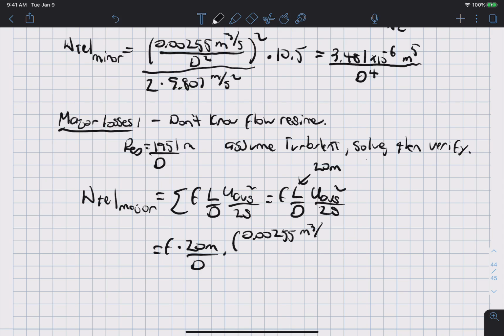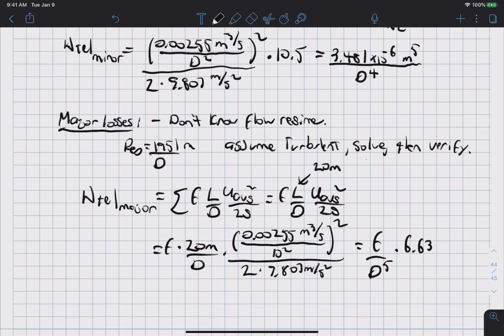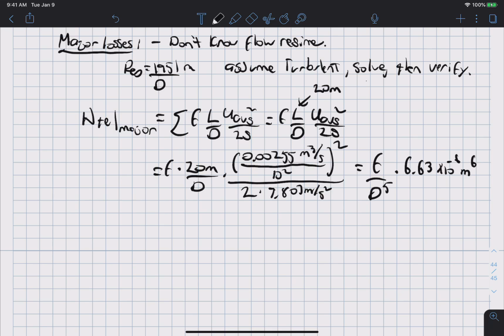So, 0.00255 meters cubed per second over D squared, that quantity squared, over 2 times g, which is 9.807 meters per second squared. Okay, and so this equals f, which we don't know, divided by D to the 5th, times 6.63 times 10 to the minus 6 meters to the 6. So now we need f, or at least a formula for f.